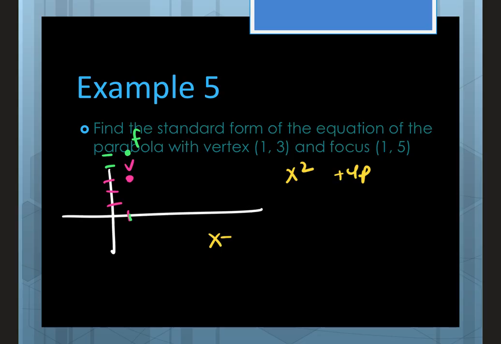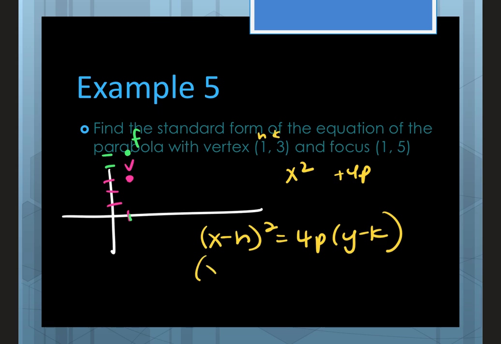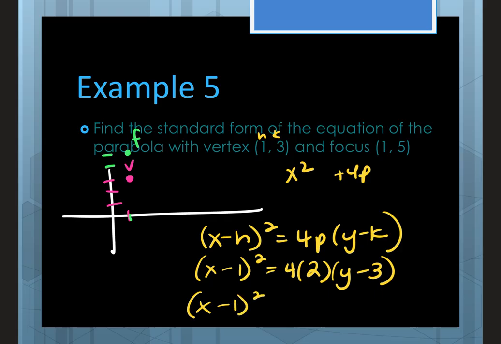This time my vertex is not at (0, 0), right? So I get (x - h)² = 4p(y - k). And my h, k is my vertex, which is (1, 3). So (x - 1)² = 4, I'm going to come back in and fill in the p, (y - 3), because that's my k. And then what's p? 2, the distance from my vertex to my focus, which is 2. And I get (x - 1)² = 8(y - 3).